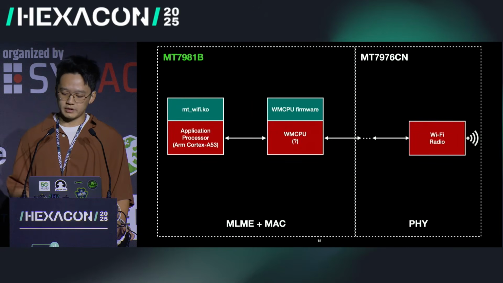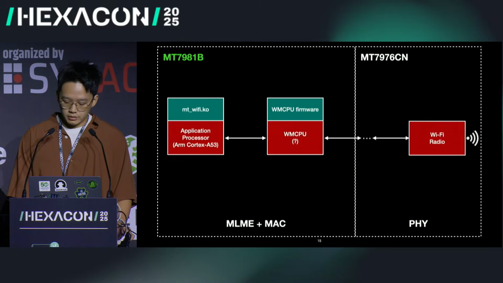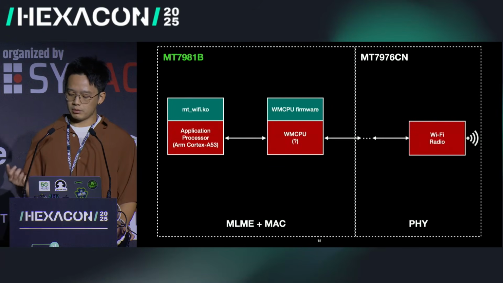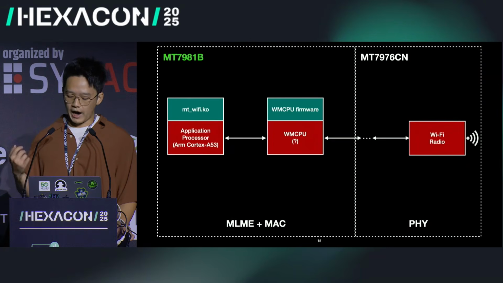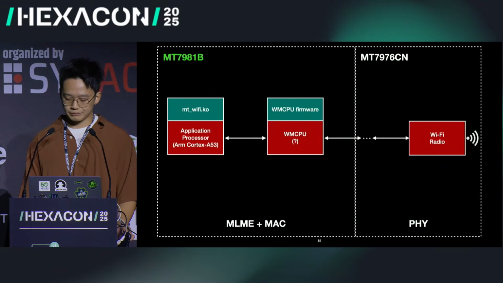The application processor runs the Linux kernel, which includes a kernel module called mtwifi.ko. This module interacts with WM CPU firmware to receive Wi-Fi frames and issue commands to let the WM CPU manage the MAC and physical layers. So how does the WM CPU work, and how is its firmware loaded on it? Also, what ISA does the WM CPU use? We need this information to move forward with our reverse engineering.